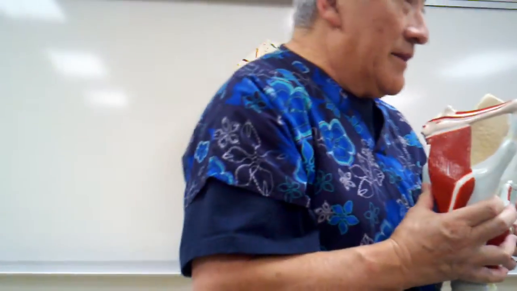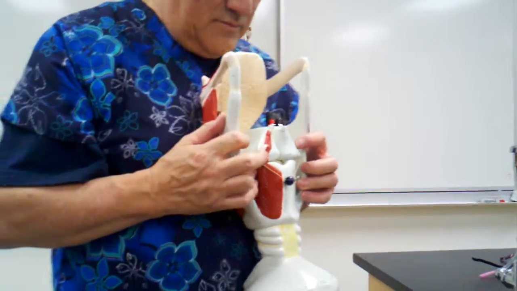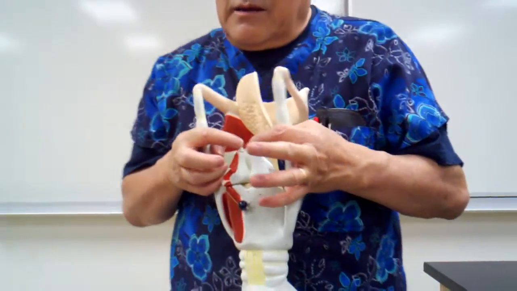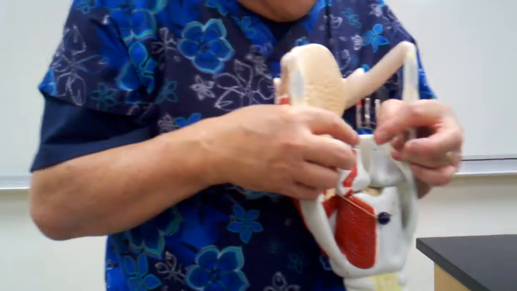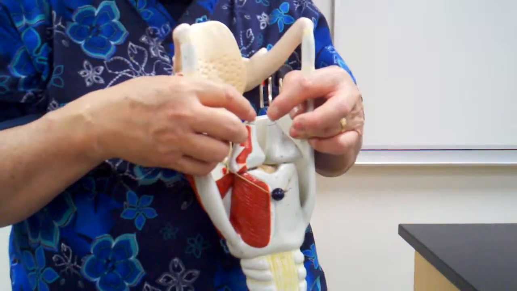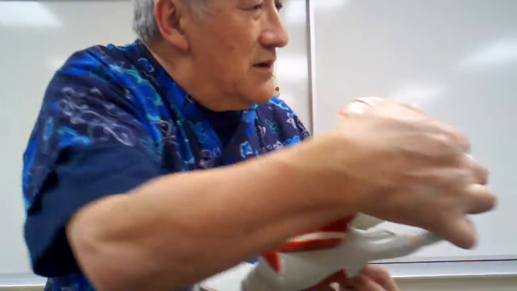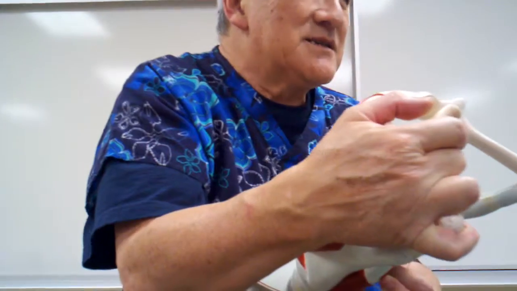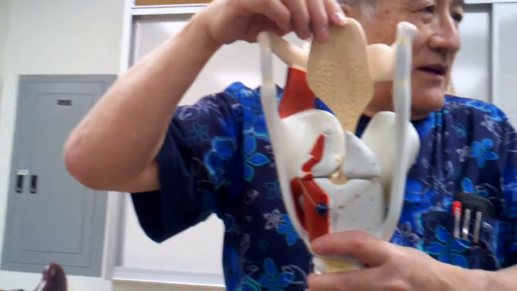Now here are the arytenoids. And here are the corniculates. You see the vocal folds. The opening is called the glottis. And this sits on top of it, the epiglottis.